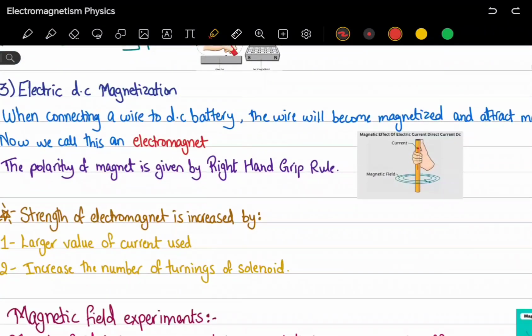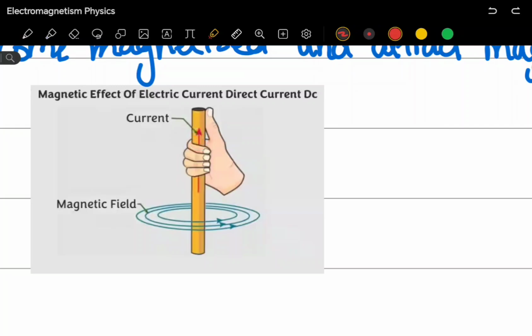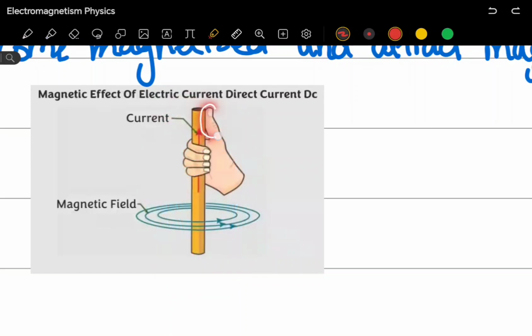So the polarity of a magnet is given by the right hand grip rule. What do I mean by the polarity of the magnet? Once you curl your fingers around the coil or around the wire, the outstretched thumb is going to show you the polarity. For example here, the thumb will always point towards the north pole. In this case, here is going to be north, and here is going to be south.